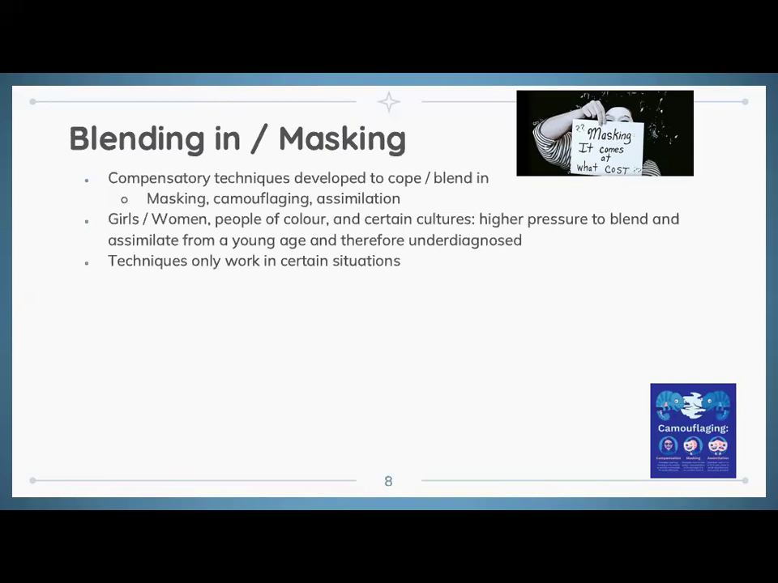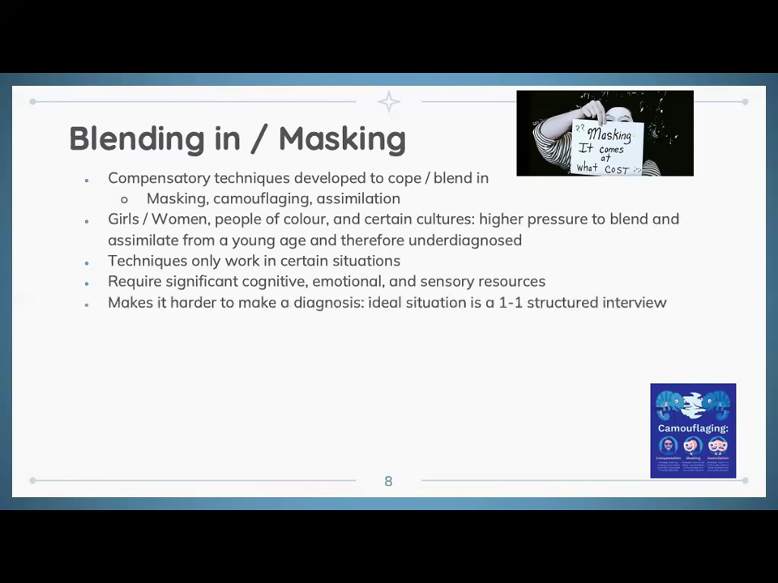So these masking and blending techniques usually work in certain situations, because they don't really understand why they're supposed to do this, but they've learned that this is the way you do things, like eye contact. But eye contact in one situation might be appropriate, and not very appropriate in another situation. And so what one finds is that sometimes things start going wrong. To be able to blend in and mask requires significant cognitive, emotional, and sensory resources. It's exhausting. It causes anxiety. It is extremely difficult. So being autistic makes your life much harder as you're trying to navigate this neurotypical world. And it makes it very hard to diagnose.